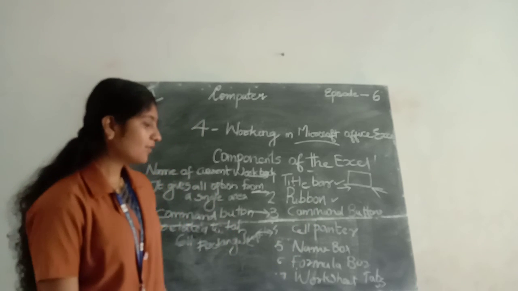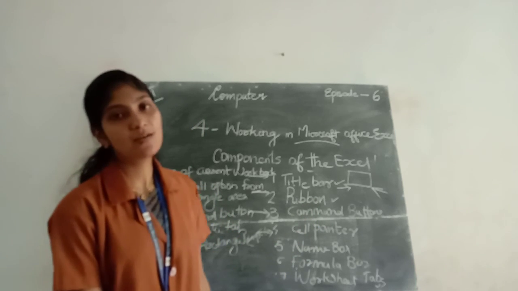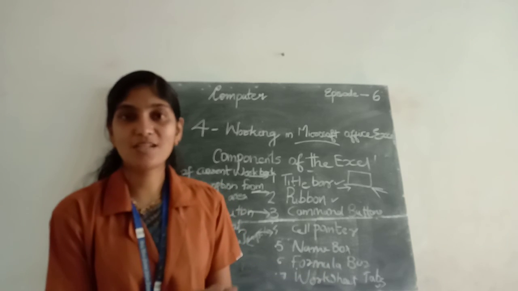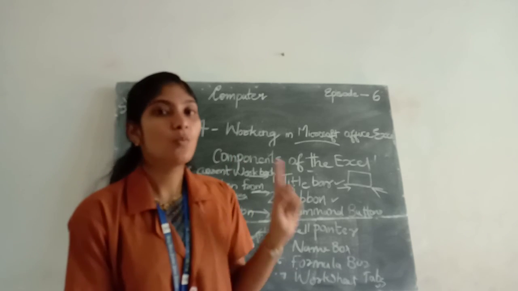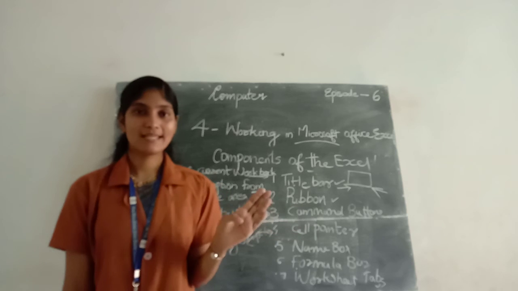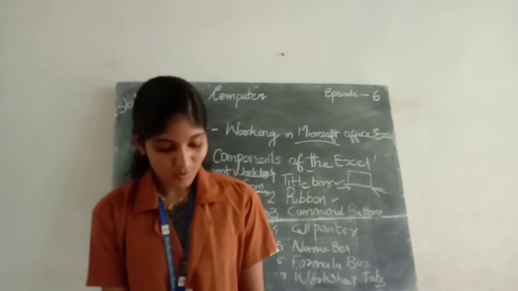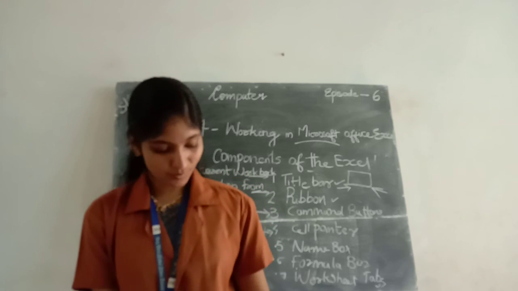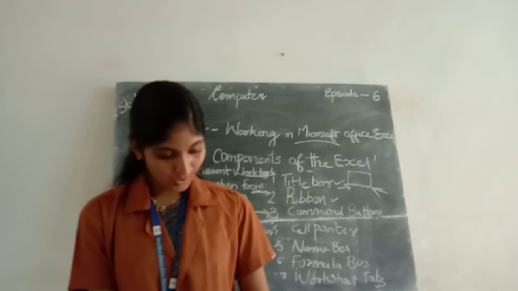Then seventh one, worksheet tab. At the bottom of the workbook you can see there are several sheets. So you can move from one sheet to another by clicking each of the sheets. So these are the things we have learned today.